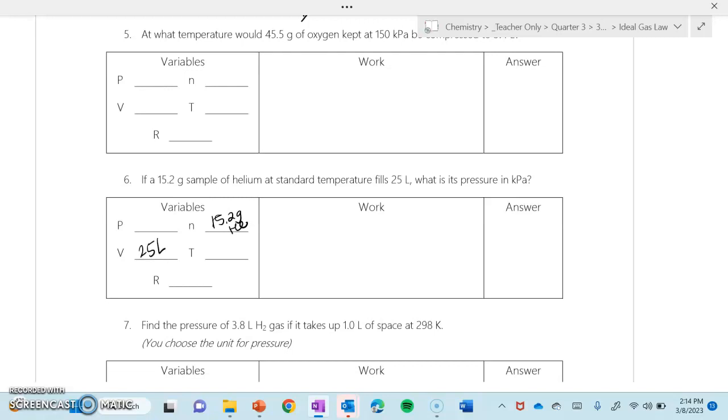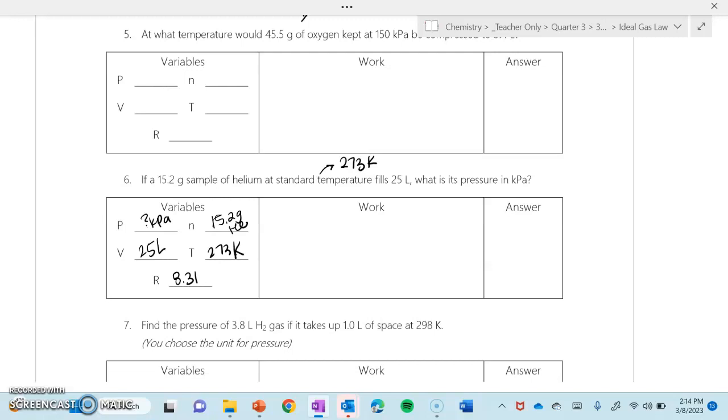We've got volume, we don't know pressure, but we know we want it in kPa, which tells us our R value needs to be 8.31. And standard temperature is 273 Kelvin. Remember, that's 0 degrees Celsius. So add 273 and we have the temperature.